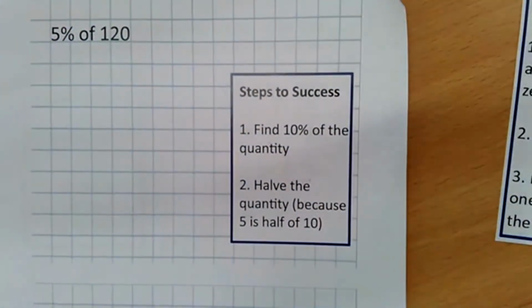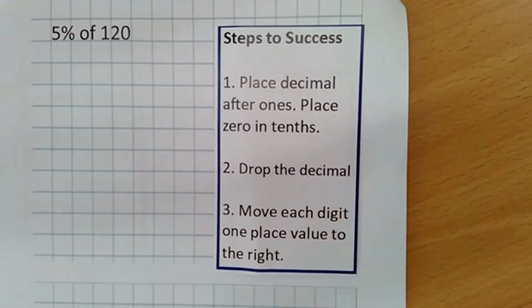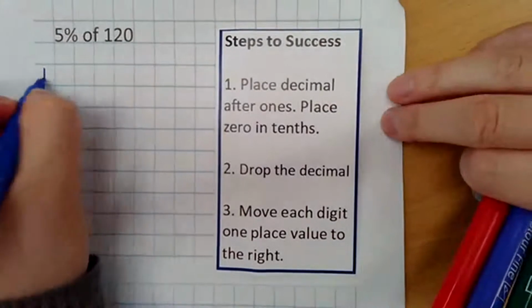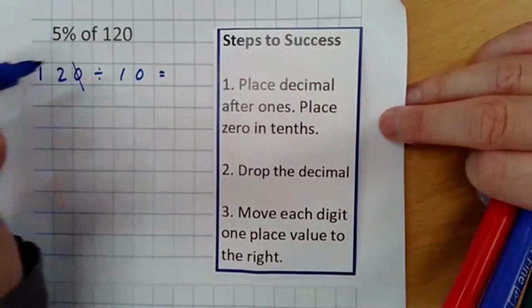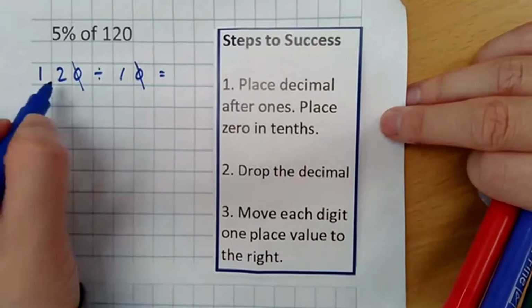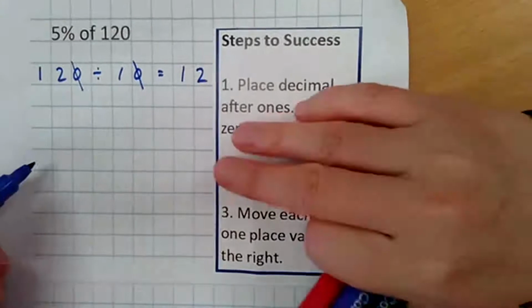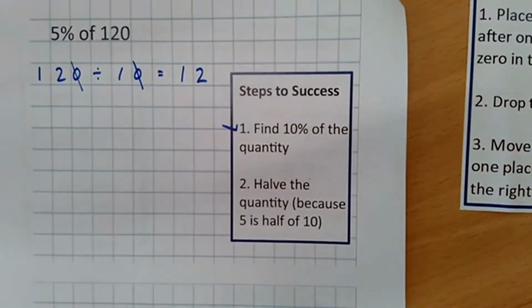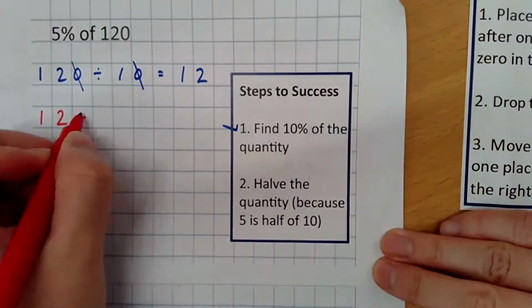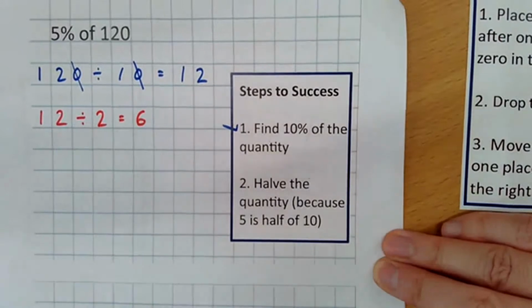Let's take a look at 5% of 120. So what is 10% of 120 first? So 120 divided by 10 equals, now that's nice and easy. I can just cross the zeros out. 12 divided by 1 equals 12. So I don't even need to do this one. Fantastic. And now I'm going to half the quantity. So 12 divided by 2 equals 6. Good.